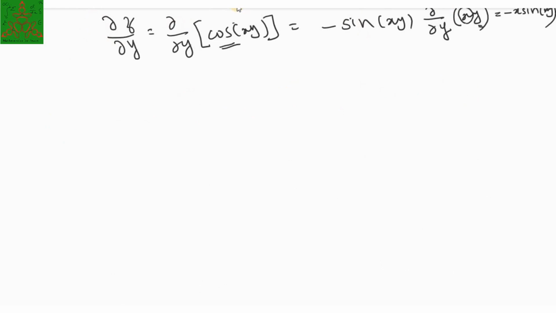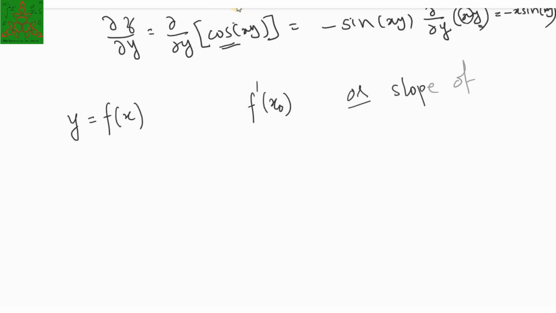Now we'll talk about the geometrical interpretation of the partial derivative. How do the partial derivatives geometrically represent? So you know that when you have a function of one variable, y equal to f of x, then the value of its derivative, that is f dash of x0, if x0 is in the domain of the function, is interpreted as the rate of change of y with respect to x at the point x0, or it gives you the slope of the tangent to the graph of f at x0.